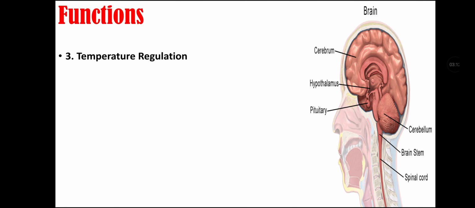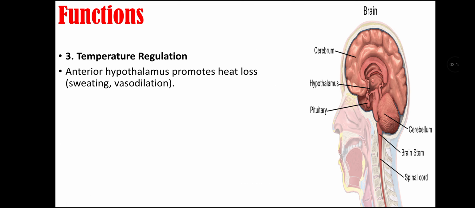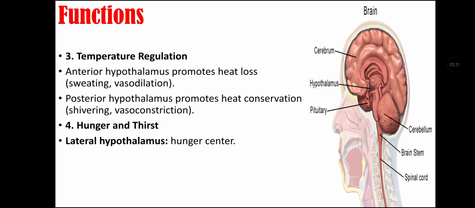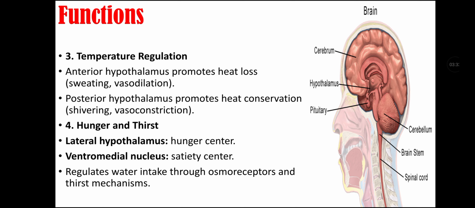Third function of hypothalamus is temperature regulation, as the anterior hypothalamus promotes heat loss like sweating and vasodilation, and the posterior hypothalamus promotes heat conservation like shivering and vasoconstriction. Fourth function of hypothalamus is hunger and thirst, as the lateral hypothalamus is the hunger center and the ventromedial nucleus is the satiety center. It regulates water intake through osmoreceptors and thirst mechanisms.